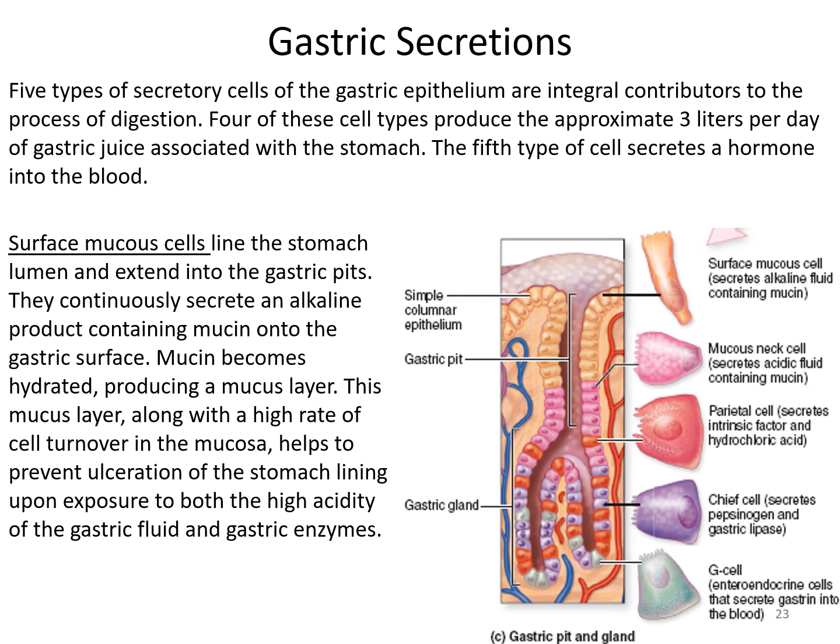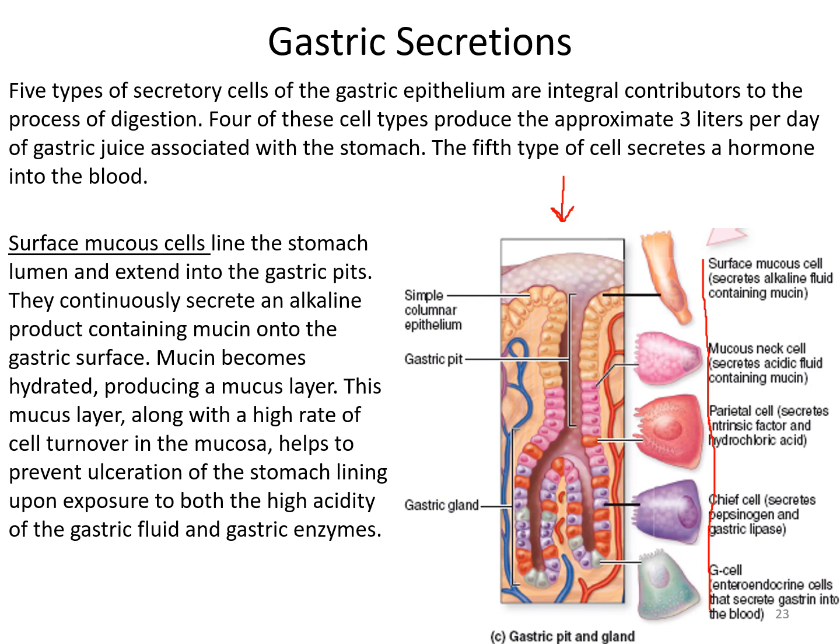So what we're looking at here is an enlarged gastric pit. You've got 5 types of cells in the gastric epithelium. You can see those here, lining the gastric pits. 4 of those cells produce up to 3 liters per day of gastric juice associated with the stomach, and then the 5th type is like an endocrine cell that releases a hormone into the blood.